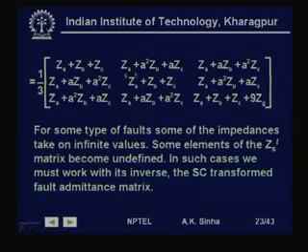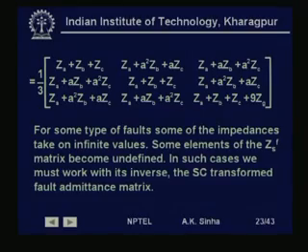Now, here these terms, a square and so on, where as we know a is given by 1 angle 120 degrees. So it is a vector which rotates any phasor by 120 degrees. So, this is the fault impedance matrix that we get.